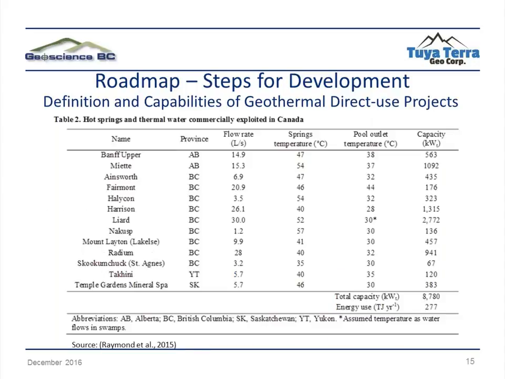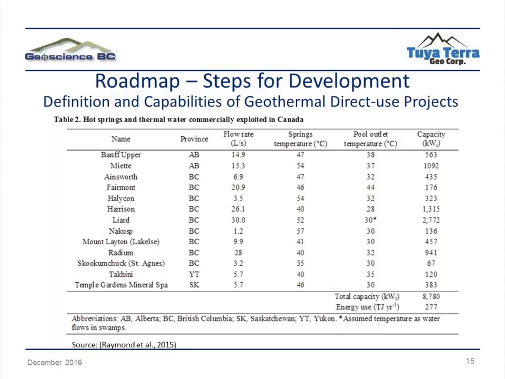So what are some of the examples of direct usage in BC? So as we've mentioned, spas and bathing is by far one of the most popular usages globally, and that is no exception in BC. So we've got about 10 hot springs in BC that are exploited commercially. We've also got a couple in Alberta, one in the Yukon, and one all the way out in Saskatchewan.